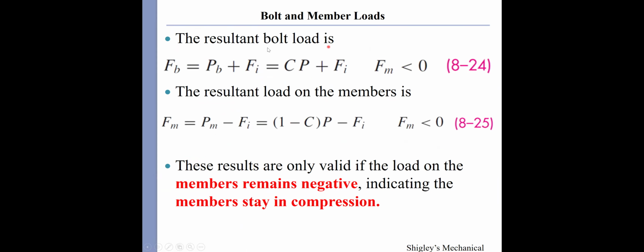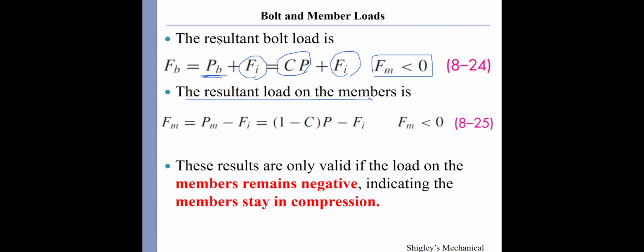Okay. So for the resultant bolt load FB, this resultant load means we have to take into account the preload. The preload has to be considered. Therefore the FB, the bolt force, resultant force, equals to the CP plus FI, right? This is the preload. It's the external force applied to the bolt, equals to the CP, plus the FI, and the FM must be less than 0.